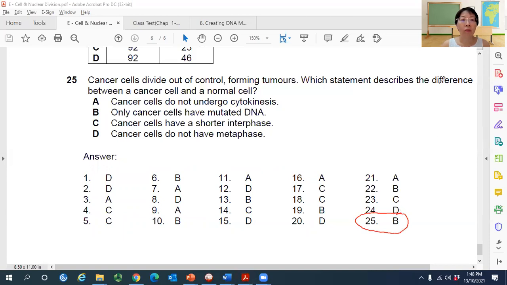Wait, I'm a little bit confused. I thought only cancer cells have mutated DNA, then only it will be... Normal cells may also be mutated, you know. Example, please. Example, let's say your melanocyte becomes mutated because the gene coding for melanin is mutated. Therefore, you become albino. Are you cancerous when you are albino?